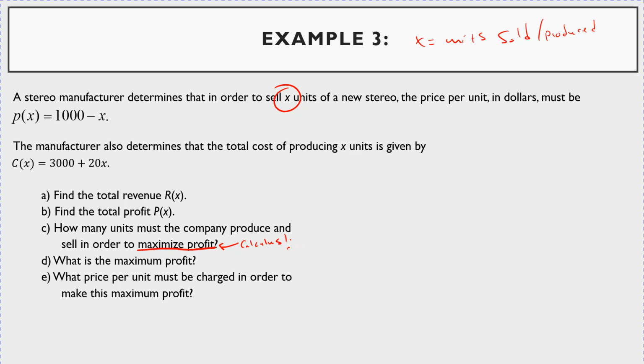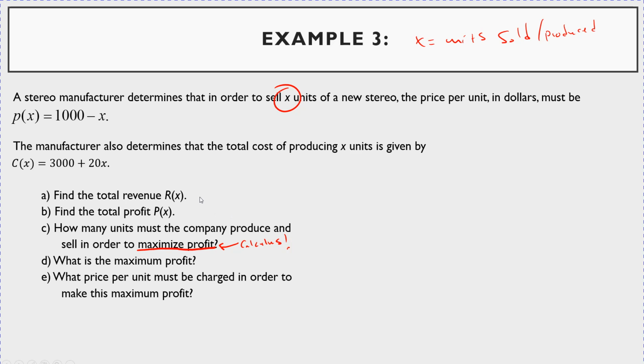Whenever you hear, what is the maximum, that's where the calculus comes in. Then, what is the maximum profit that this company will make? And what price per unit must be charged in order to make this maximum profit? So let's jump right into it.